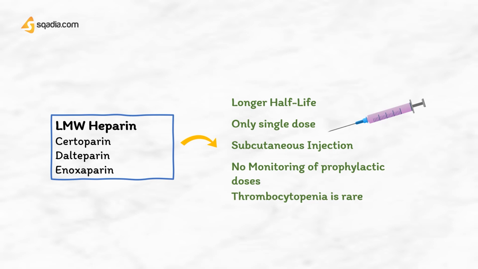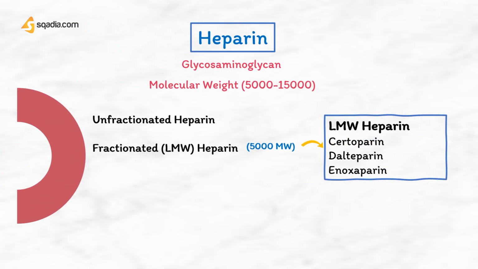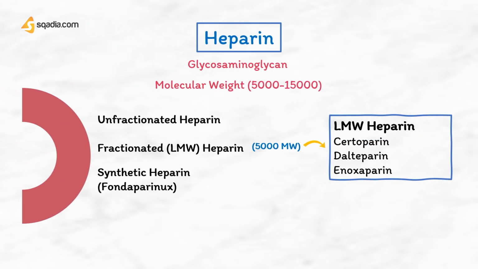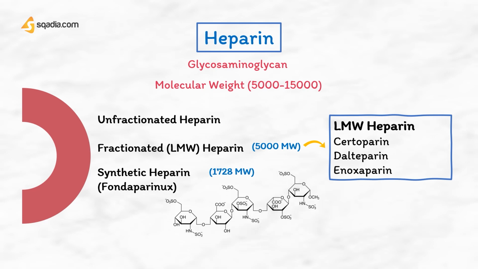The third one is the synthetic heparin, fondaparinux. It has a molecular weight of 1,728. Fondaparinux is a synthetic pentasaccharide.